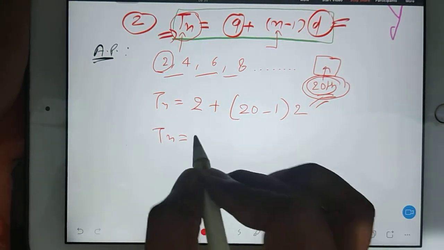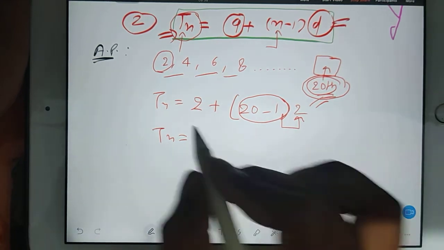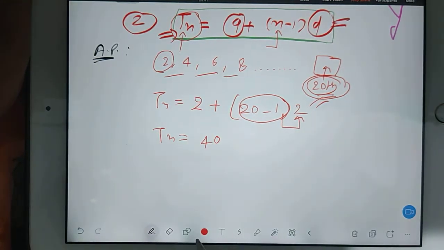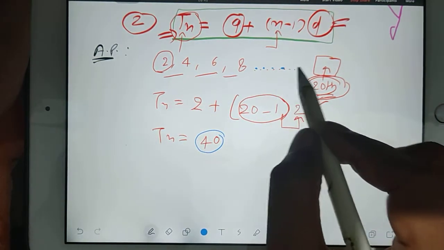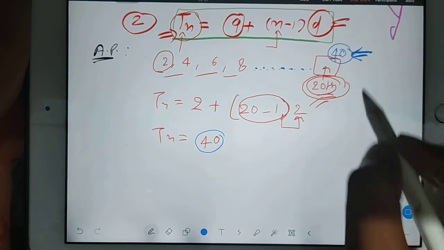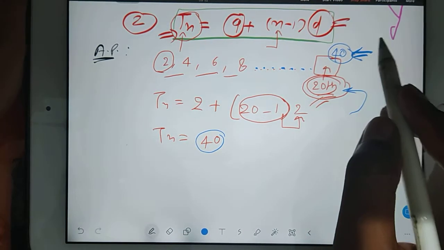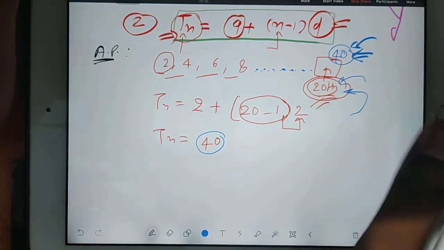So Tn is equal to, this became 27, 27 into 2, 54. And then you add 2 to get 56. So you see 56. What is 56? It means when you complete this at the 28th term, 56 will come. 56 is not the number of terms. 56 is the value of the term sitting at the 28th location. Okay.